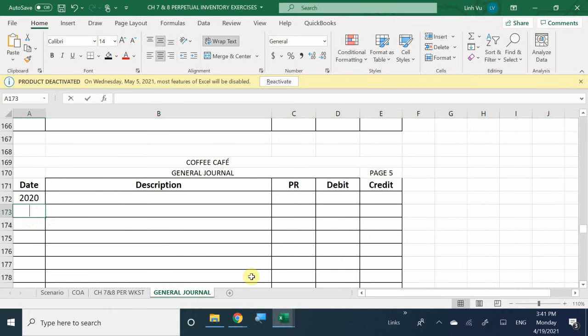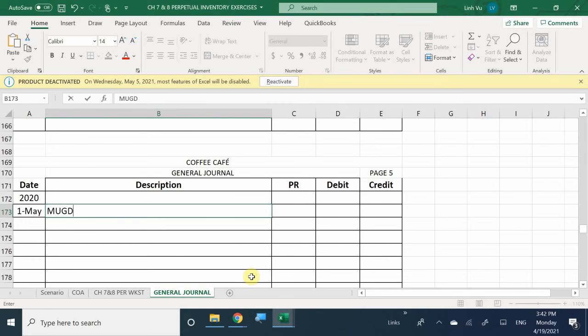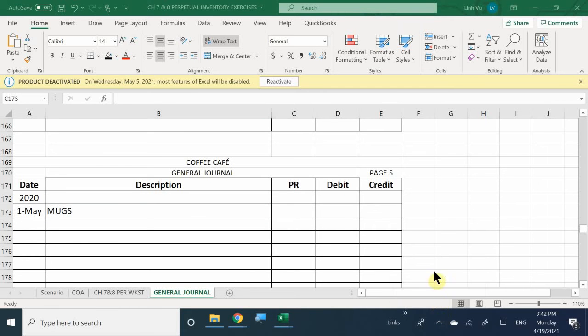So we know that this happened on May 1st, okay? Now, how do we recognize that we purchased inventory? What are we going to debit first? Your mugs. Good, right? Because we're increasing our assets, right? We purchase mugs, so therefore we're increasing our inventory supply. Okay? And this was 150, account number, right? That's what the PR is. For how much? We can leave that for the inventory worksheet. So let's at least build our foundation.